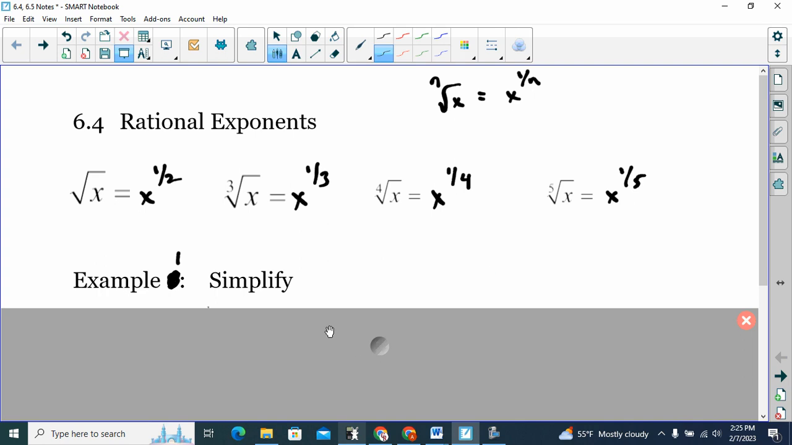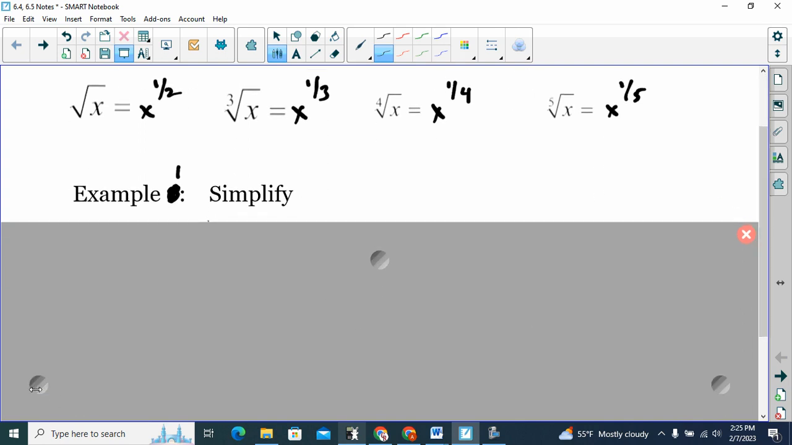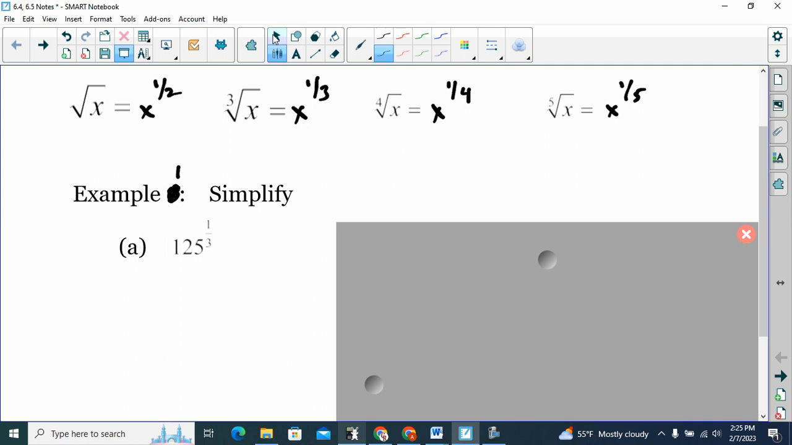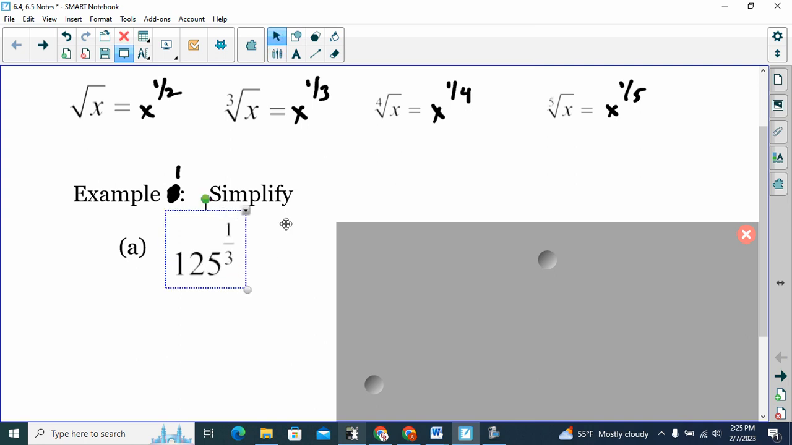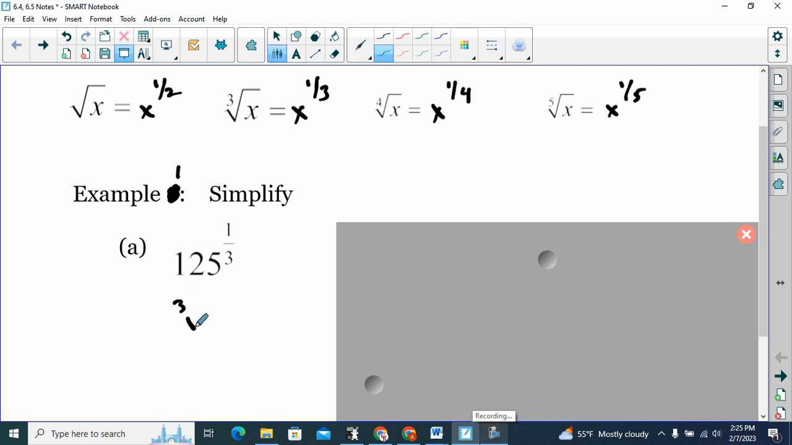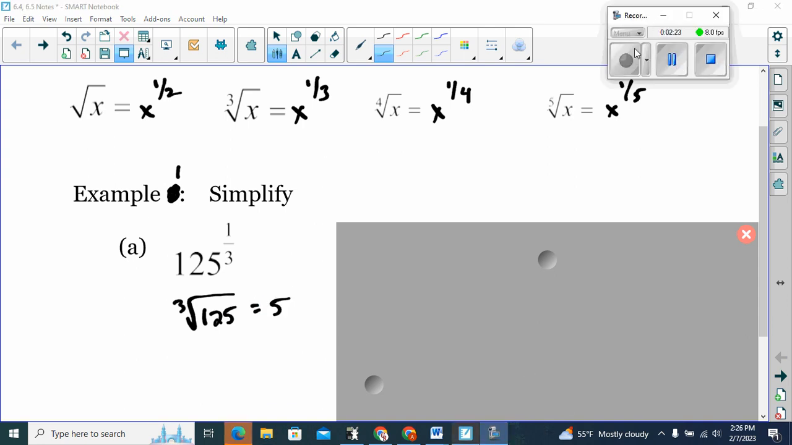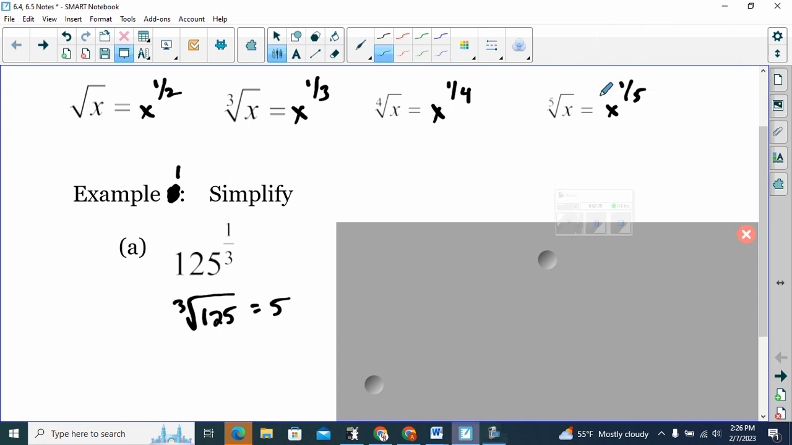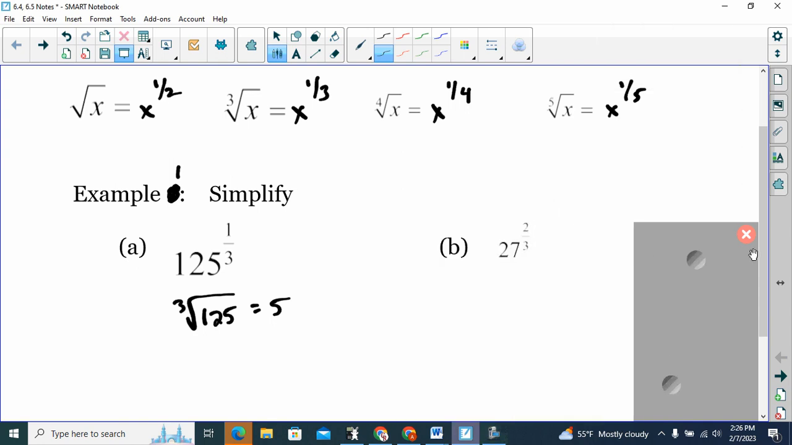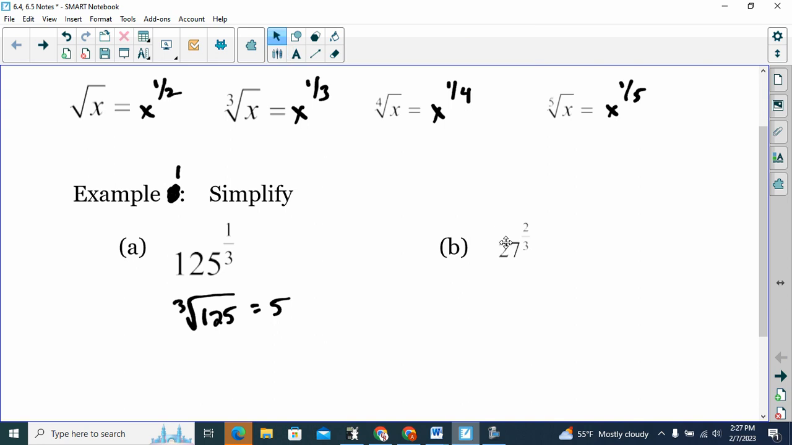Example 1 asks us to simplify 125 to the 1/3 power. Now, 1/3 power is the same thing as cube root, and we know the cube root of 125 is 5. Easy enough. Part B. Part B says 27 to the 2/3 power.